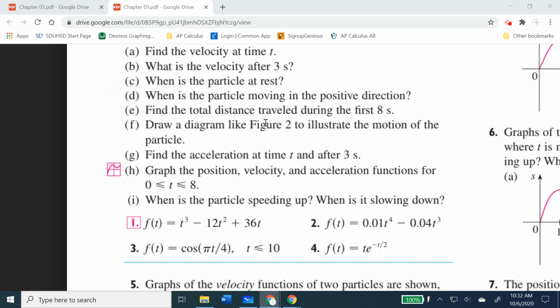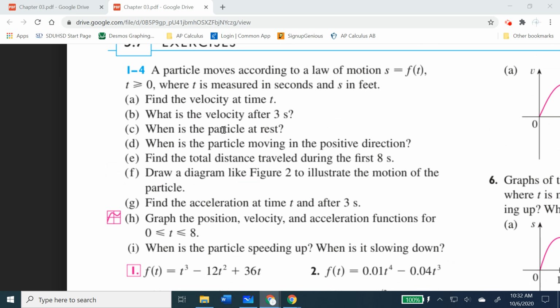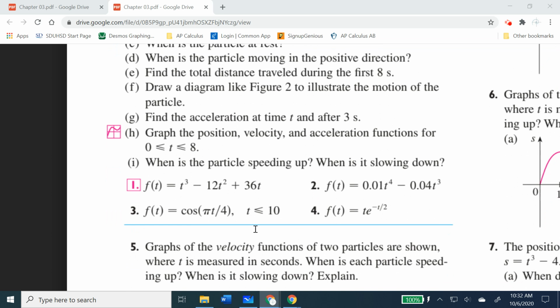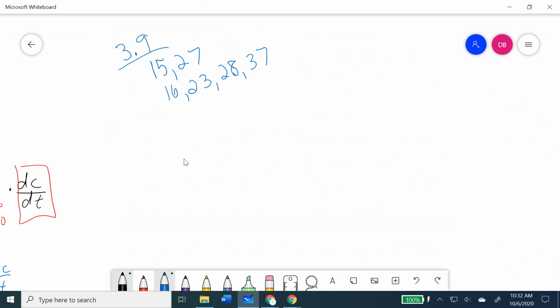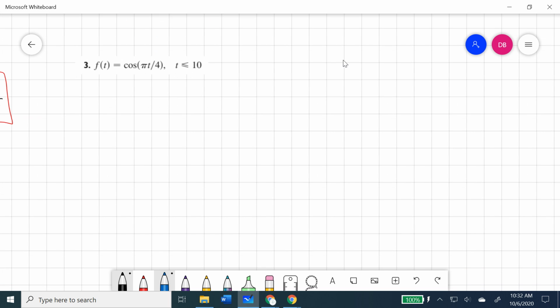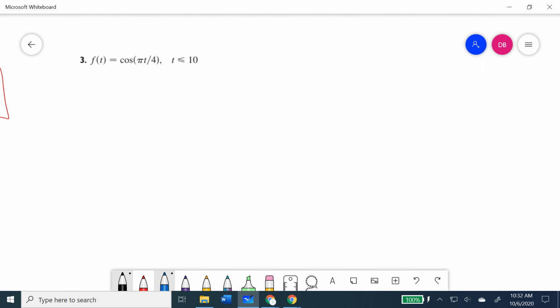I'm basically going to go through and find all of these things, keeping in mind that we are dealing with t greater than or equal to 0 as the domain, so between 0 and 10 for time. All right, let's get going. And by the way, if it's getting close to 10:40, you need to stop me.